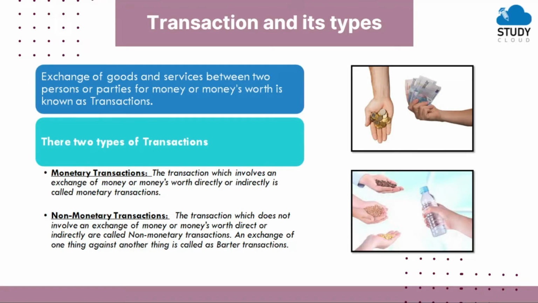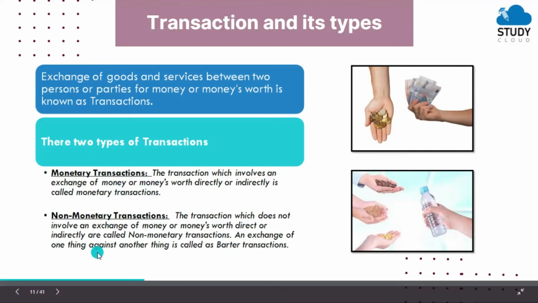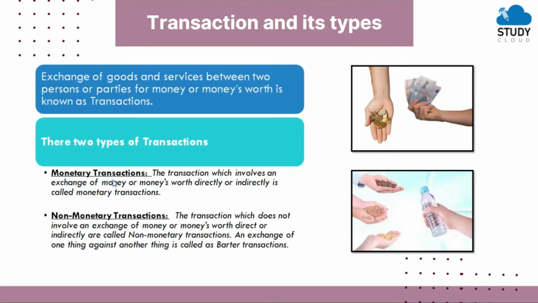Now transactions are also of two types. One is monetary transaction and another is non-monetary transaction. So what happens in monetary? When the exchange of goods and services takes place and the involvement here is about money or money's worth, directly or indirectly, that is known as a monetary transaction. Then there is non-monetary, which means money will not come into the picture.